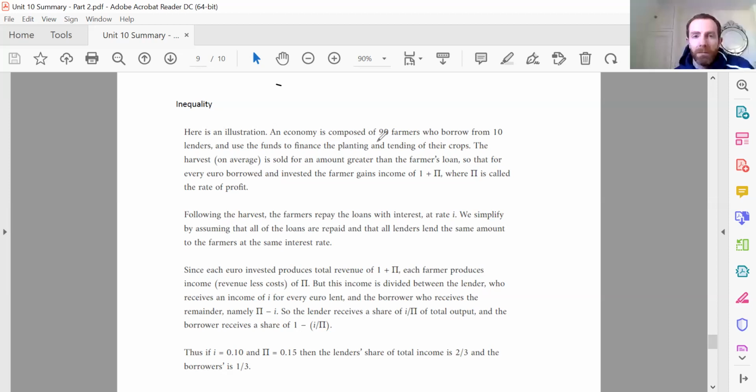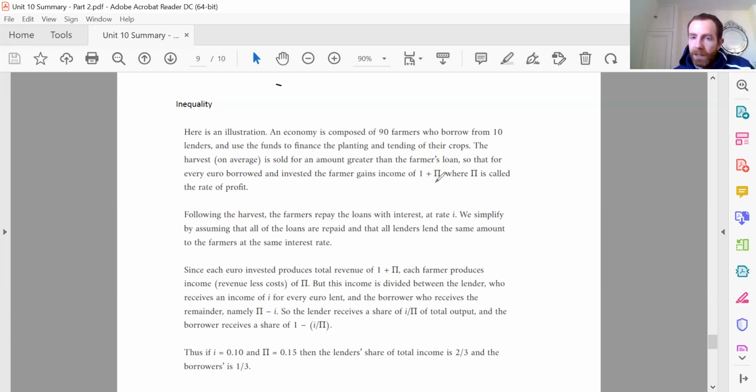We've got an economy that has 100 people in it, 90 farmers, and those farmers are borrowing from the other 10 people who are the lenders. And they're borrowing to finance planting and tending of crops. We're told that when they sell the crops, this harvest, it's sold for an amount greater than the loan, which is good. And we're told that for every euro that's borrowed and invested, the farmer gains an income of, so they get that €1 back, but then some profit on top.